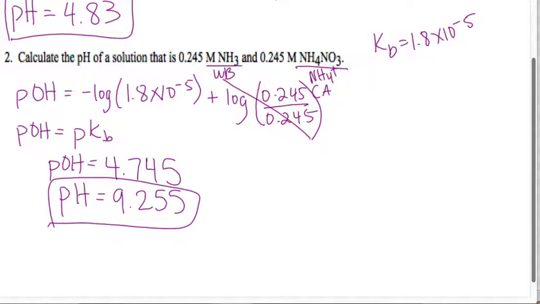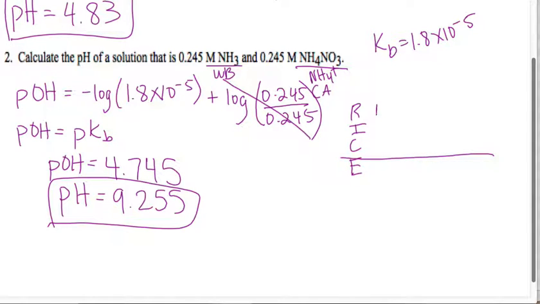So for those of you who took pre-AP, you actually learned this, but we call it the common ion effect. And you used a RICE table. This is a lot faster than using a RICE table, don't you agree? Okay, but let me just show you. If you were going to do this with a RICE table, I just want you to see the connection.